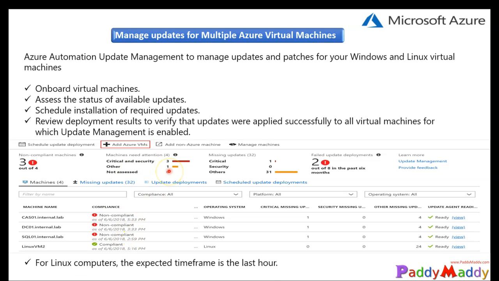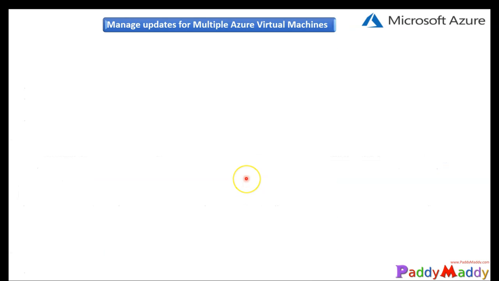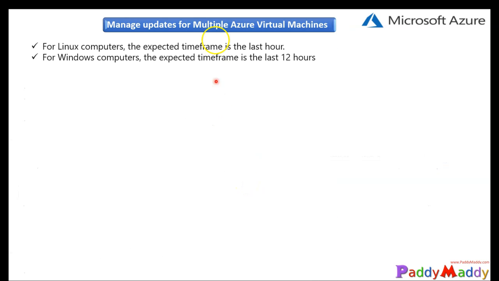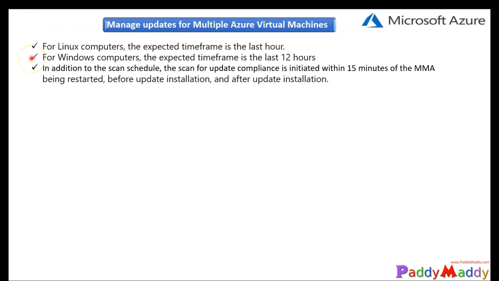And as we talked about, this also supports Linux computers. The Linux supported computers will report back, and the time frame is at least 1 hour to be updated, whereas for Windows it takes 12 hours to be updated fully, and then you get that information. These two points are the same as before, but let's add some more points.